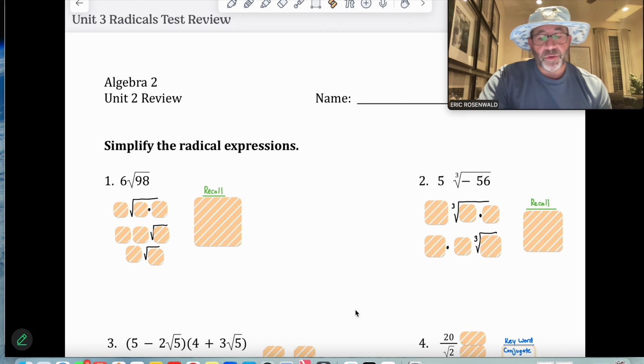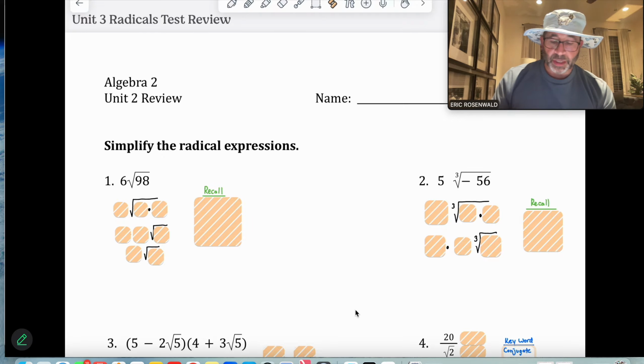I'm going to work through all 15 of the problems on this review. If I go at a fast pace, that's okay. Just go back, watch it again, try to make sense of everything that you missed, and make sure that you know how to do all the questions from this, because if you could do these, you're in good shape for the test, okay? So let's jump right in.